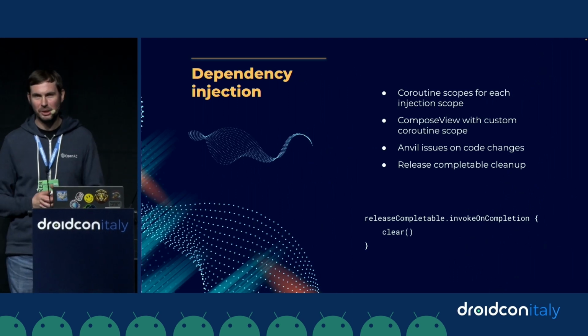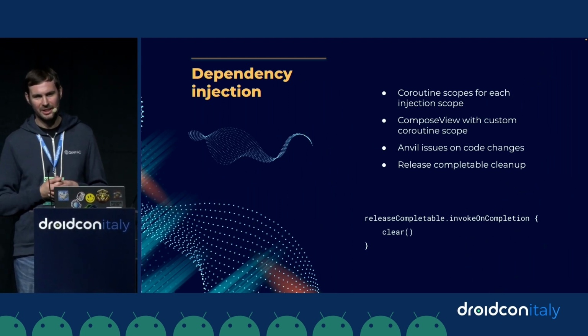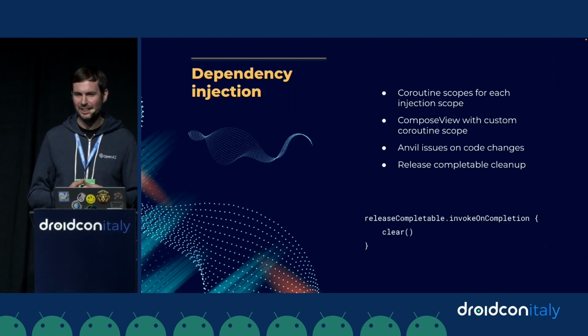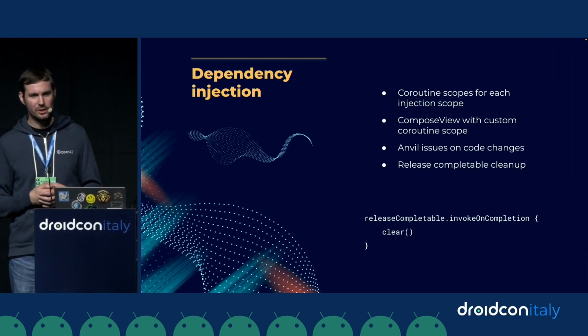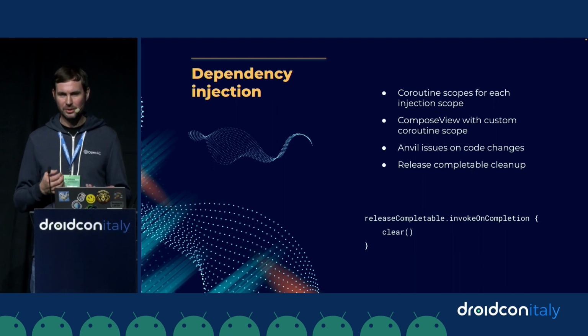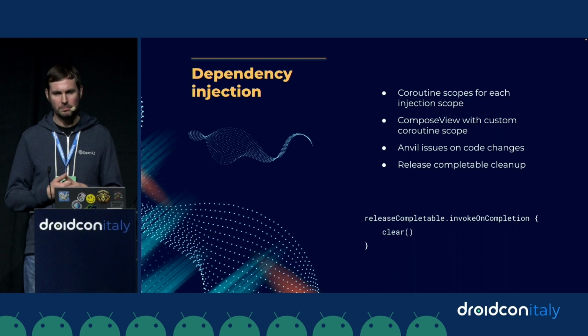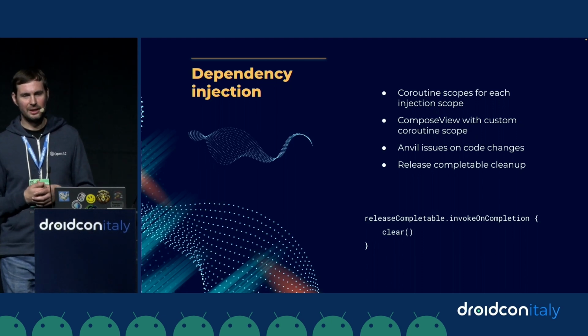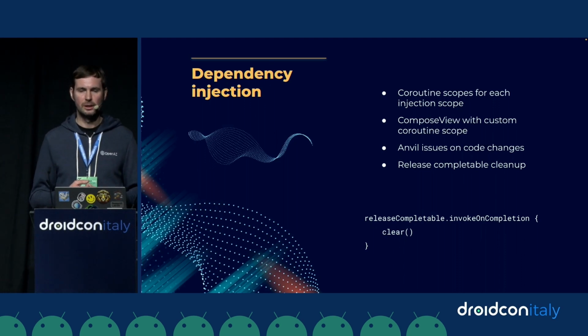And I think dependency injection is one of the important things to get right from the start. So here are some more details about our dependency injection. We have separate coroutine scopes for each of our dependency scopes. That way we can automatically cancel all the relevant tasks when a scope is destroyed.